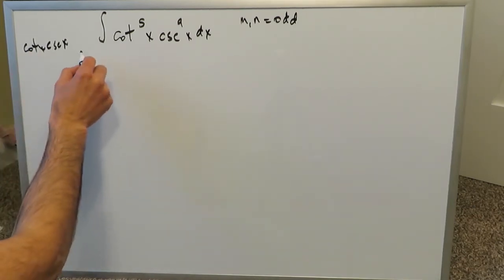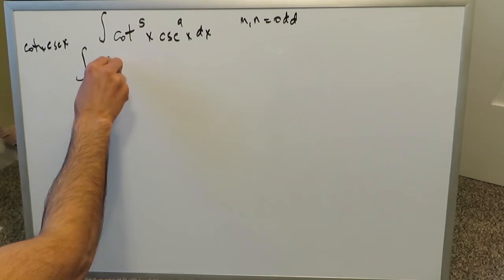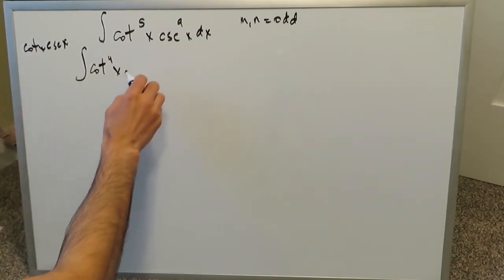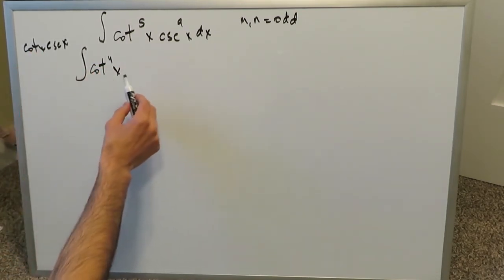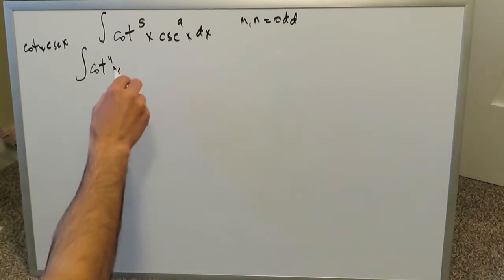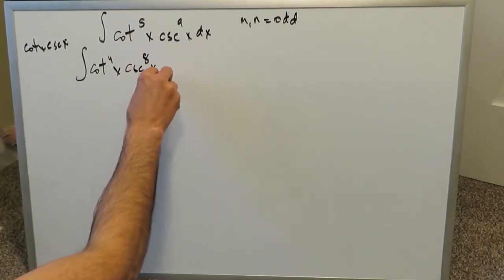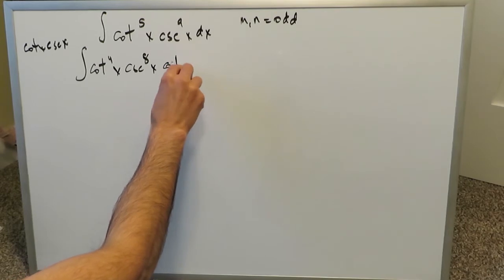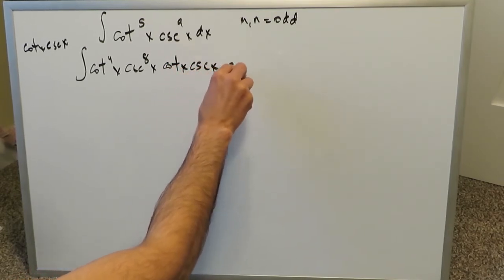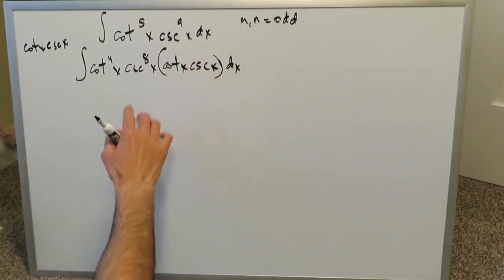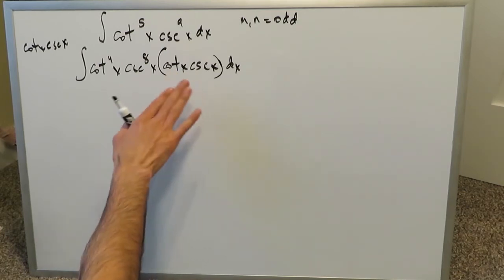When we set it aside, we rewrite our integral with one power reduced because we've plucked that out. Cotan 5x becomes cotan to the 4x. Cosecant to the 9x becomes cosecant to the 8x, and then we still write the factor out which has been plucked out because it is very much part of the question. I'm just parenthesizing it here so I keep in mind that I've pulled it out.